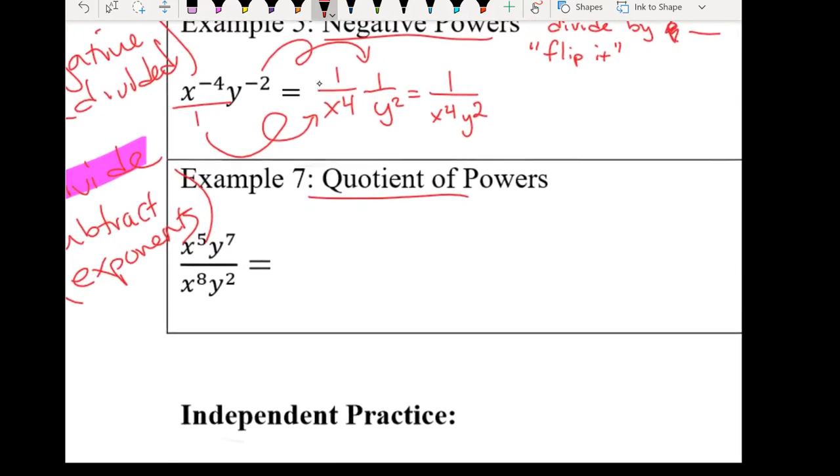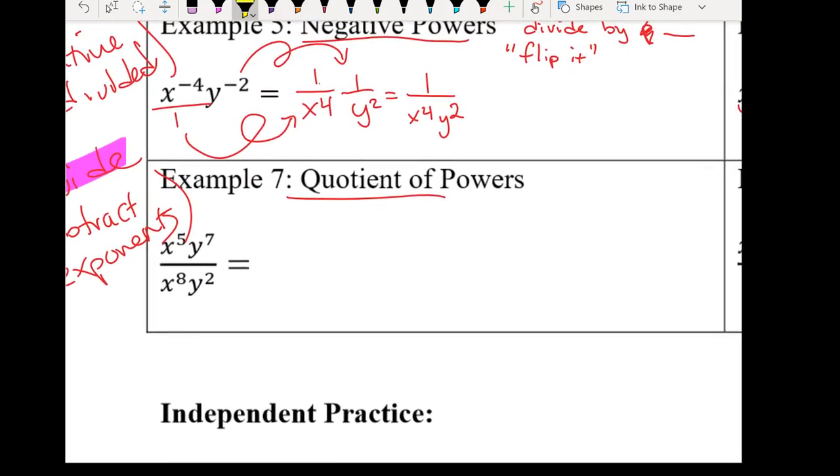All right. Now I have to be careful here. We got to match up only things that are alike. So I see an x to the 5th and an x to the 8th. If I write this using our rule, that's going to be x to the 5th minus 8, because I'm subtracting the ones that are being divided.